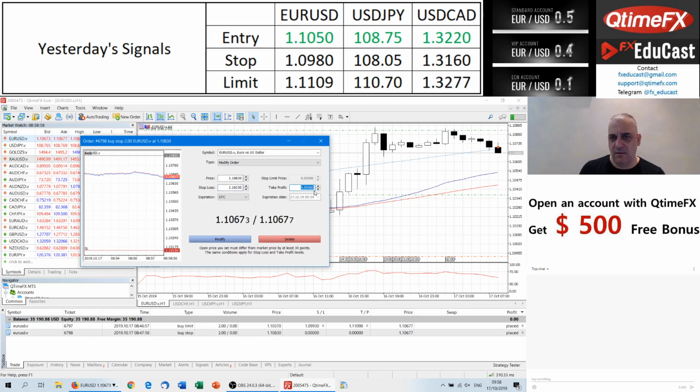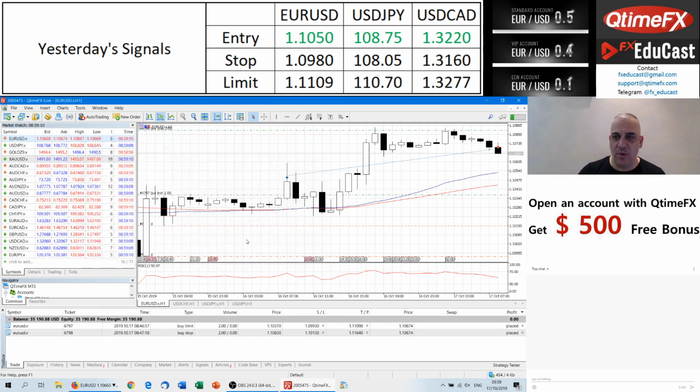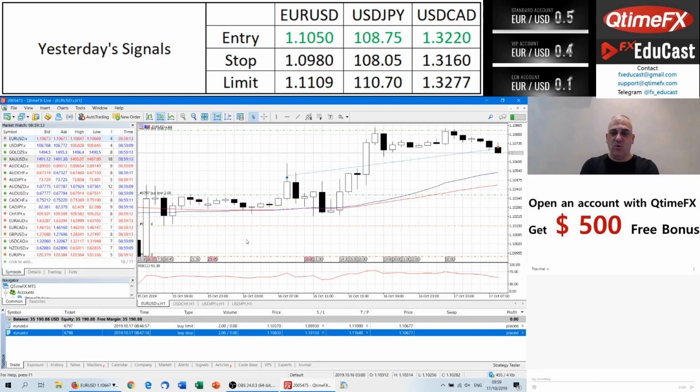And what about the limit? Of course, 1109 will not be an attractive limit, so I'm going to use the next resistance, 1164. Now we have ourselves 2 orders on the euro.